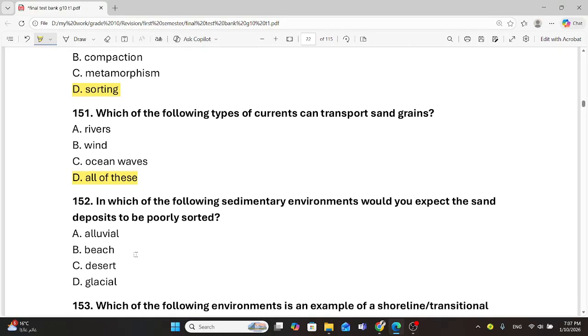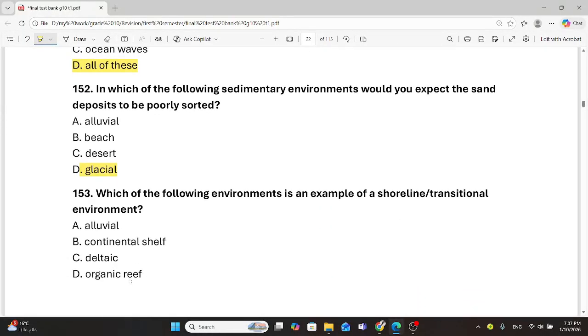طيب in which of the following sedimentary environment would you expect the sand deposits to be poorly sorted؟ alluvial ولا beach ولا desert ولا glacial. Which of the following environment is an example of shoreline or transitional environment؟ alluvial ولا continental shelf ولا تلتك التلتة ولا organic reef؟ لا تلتك.